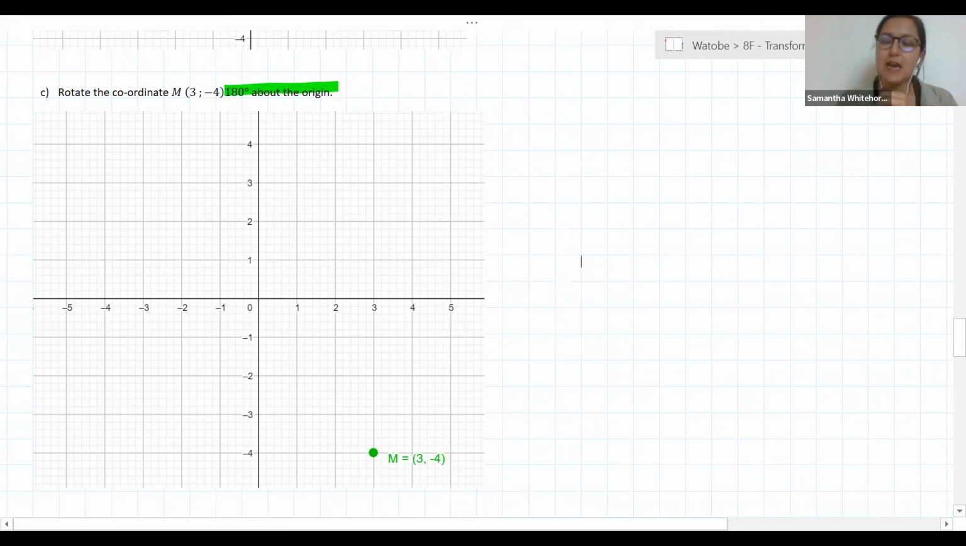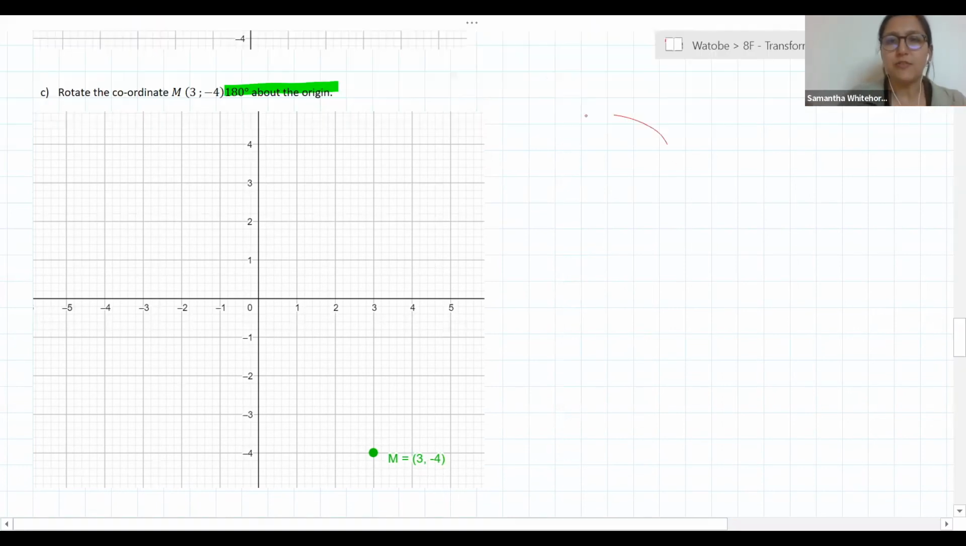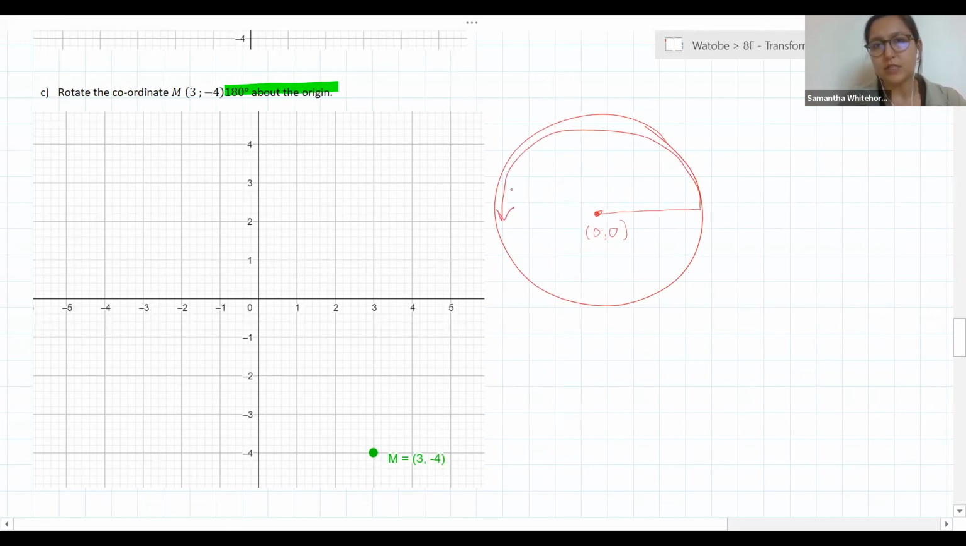Now, importantly, they haven't told me clockwise or counterclockwise, but that makes sense because 180 degrees is half a circle. If that's my origin, my 0,0 point, whether I go 180 degrees counterclockwise or clockwise, I end up in exactly the same point. So whenever I'm working with 180 degrees, I don't need a direction.